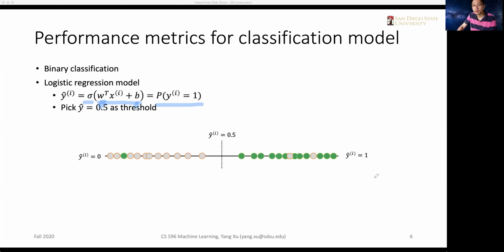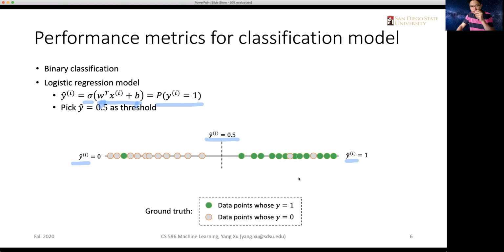So the quantities here are all y hats. Okay, here's the threshold, and on the left is y hat equals 1. And we also see the colors, okay? The data points are different colors. So the color indicates the actual label of that data point, okay? The green colored data points are the points labeled as 1, and the gray ones are labeled as 0. So this is the so-called ground truth.